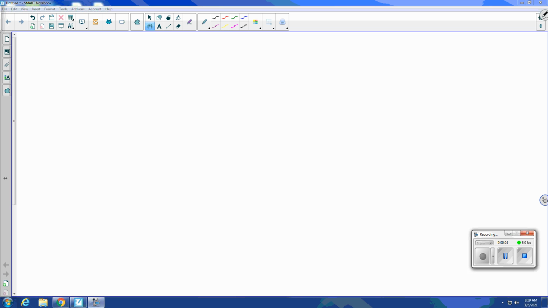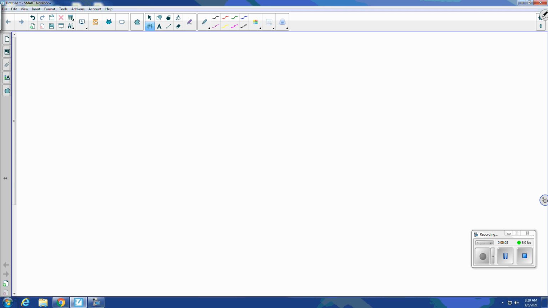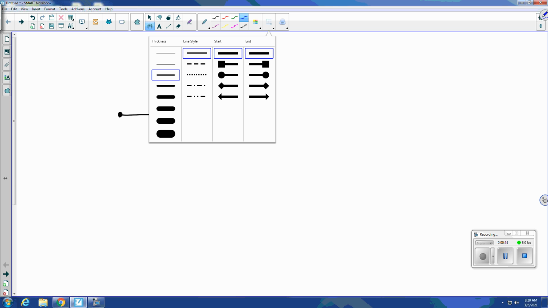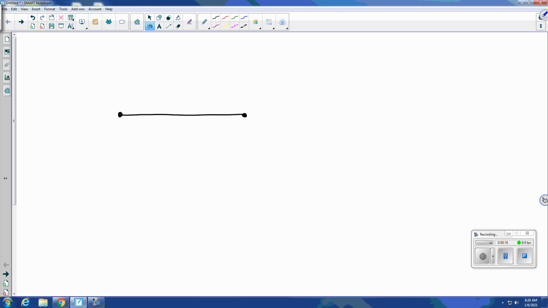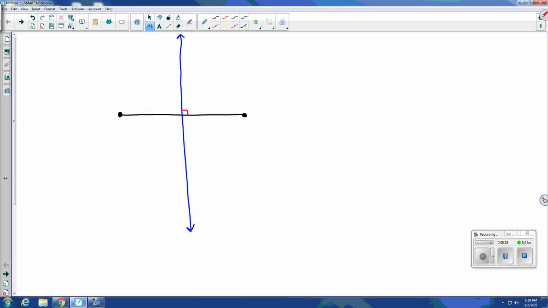Writing the equation of a perpendicular bisector to a segment. If we draw a segment, what we are trying to accomplish is find the equation of the line that divides this segment into two congruent pieces, or two pieces of equal length, and runs perpendicular to it. So bisection, cut in half.